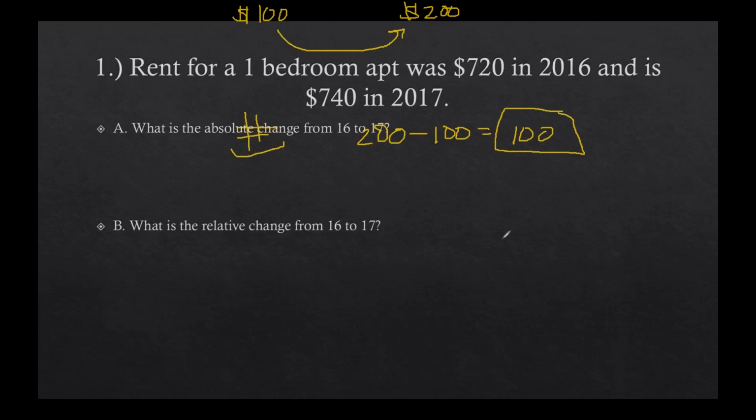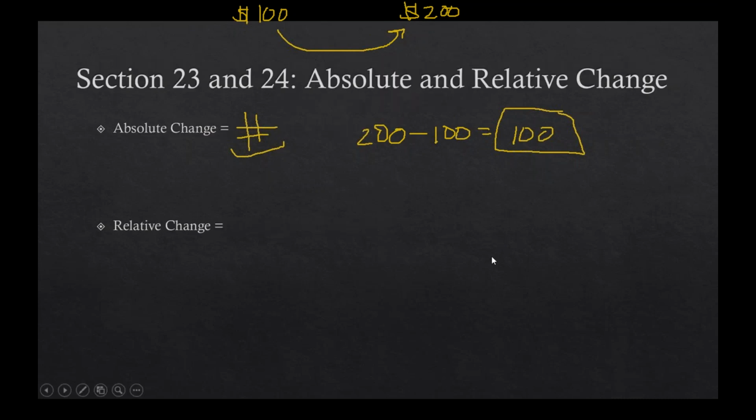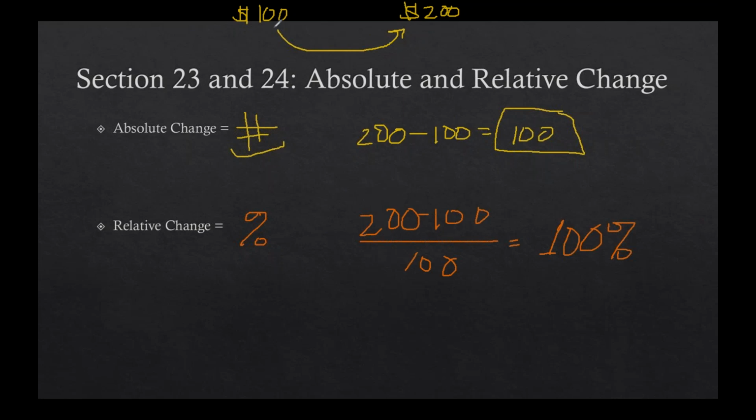Relative change, darn it, what the heck just happened? There we go. Relative change is a percent. Sometimes relative change is also called percent change. And to find that, and we're going to talk about these formulas here in just a minute, we would divide by the 100. We end up with 1 or 100%, which makes sense, right? Your values doubled. But you talk about them in terms of a percent. Okay, that was a bad example because they both ended up being 100. But the point is, absolute change is a number, relative change is a percent.